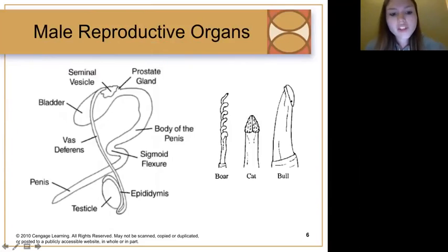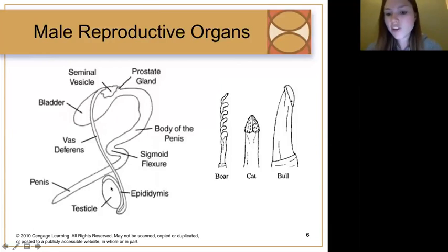So to show you what the male reproductive system looks like, this is in a bull. You're not going to need to know every single part of this, but we're going to go over some of the major parts and what they do. I'm not going to ask you to label them on a diagram or anything like that. Basically, that's the bladder, and then you have your prostate gland. You have the vas deferens, which is the duct that connects to the testes, so we'll talk about that in a little more detail. And then you have the body of the penis, the sigmoid flexure, which is like this S-looking shape, and then you have the penis itself.